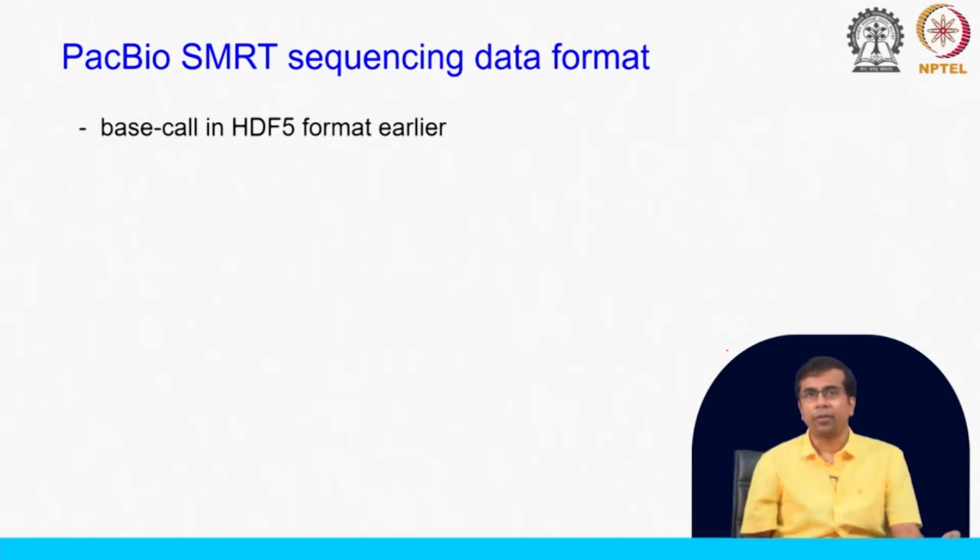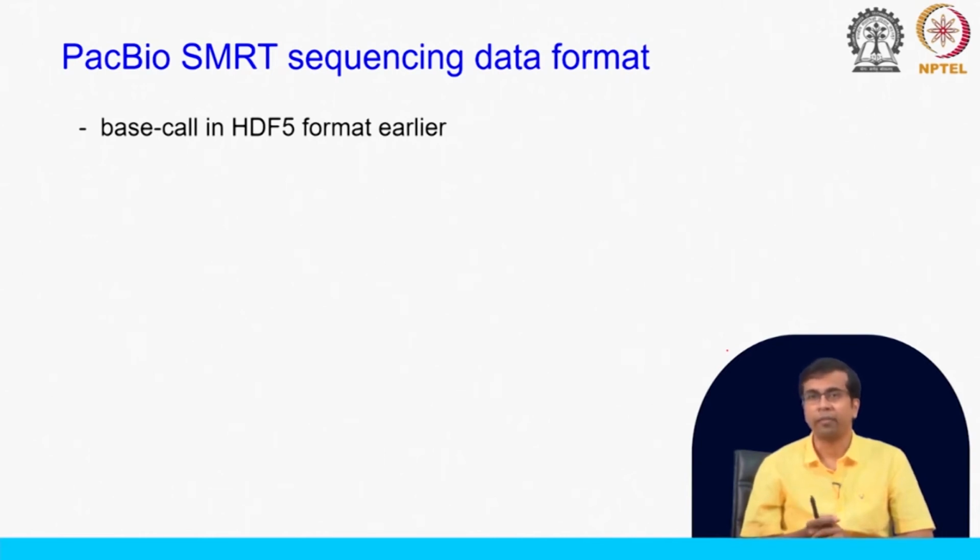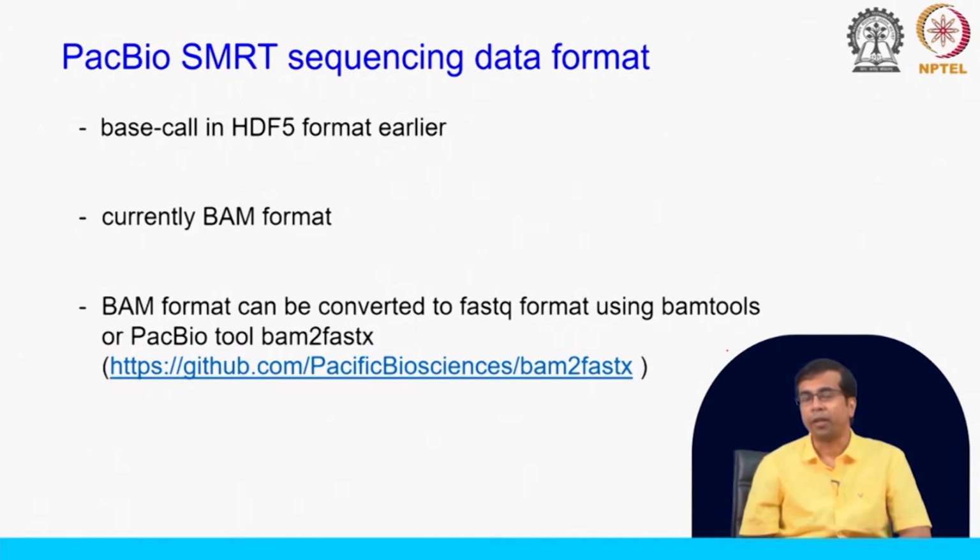This SMRT sequencing reported the data in HDF5 format earlier. We will talk about what this HDF5 is in a moment, and the base call data was present in HDF5 format. But currently they use something called BAM format, and we will talk about this BAM format when we discuss the mapping problem, etc. BAM format is a machine readable, binary format, and it can be converted to FASTQ format. There are tools that allow us to convert BAM format to FASTQ format.